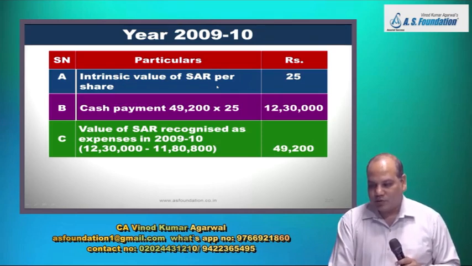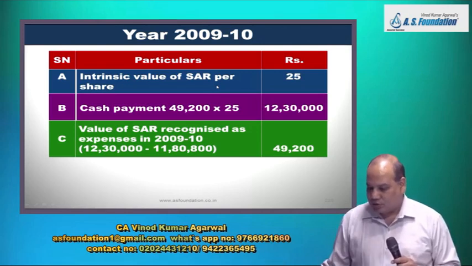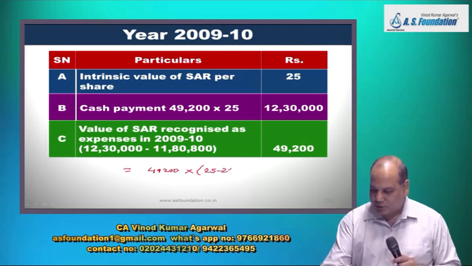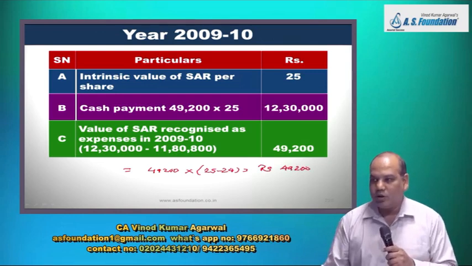Expense to be recognized in year 2009-10. You can write like this, the way it is appearing on the screen, the detailed version, or you can just write a shortcut version. 49,200 into bracket 25 minus 24 rupees, 49,200.